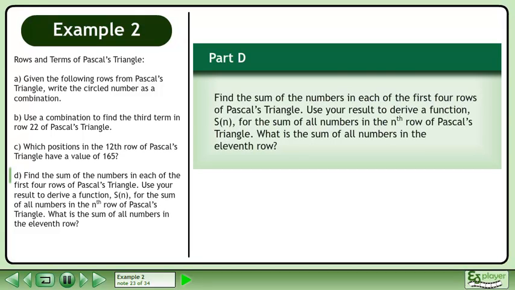Now we'll move on to part D. Find the sum of the numbers in each of the first 4 rows of Pascal's triangle. Use your result to derive a function, s of n, for the sum of all numbers in the nth row of Pascal's triangle. What is the sum of all numbers in the 11th row?